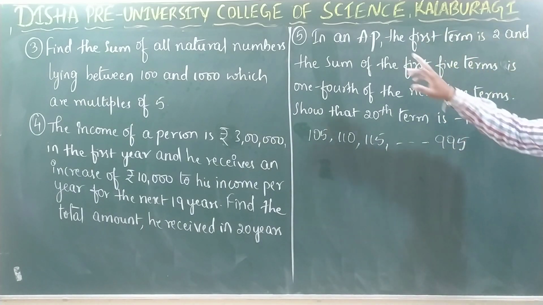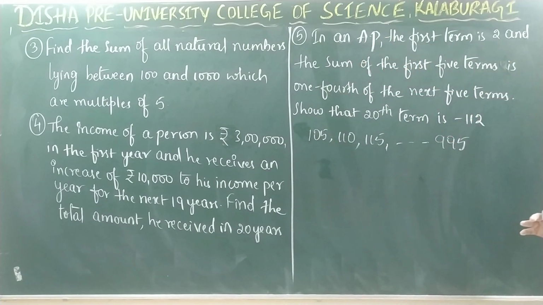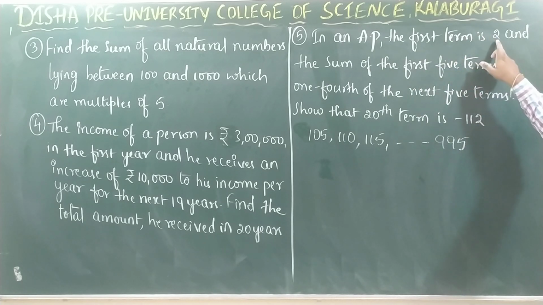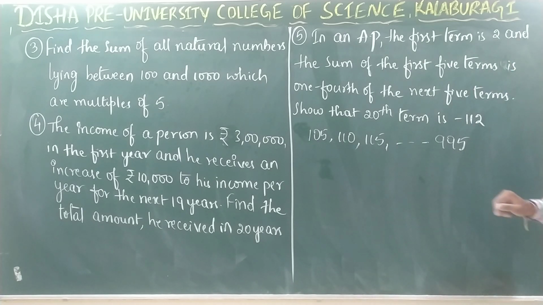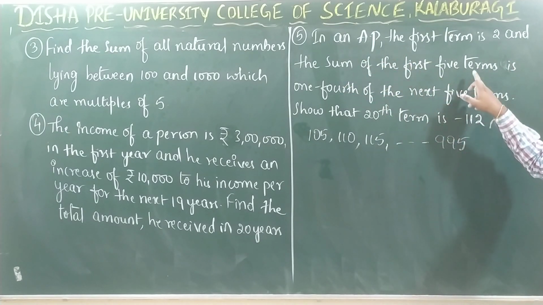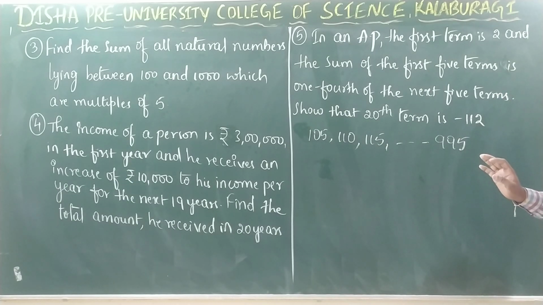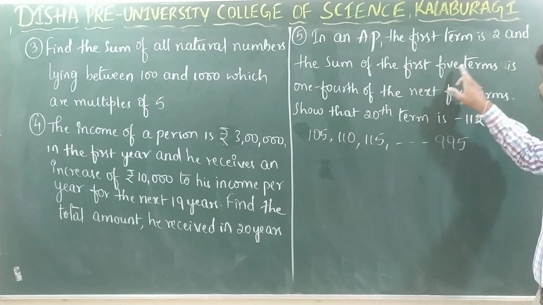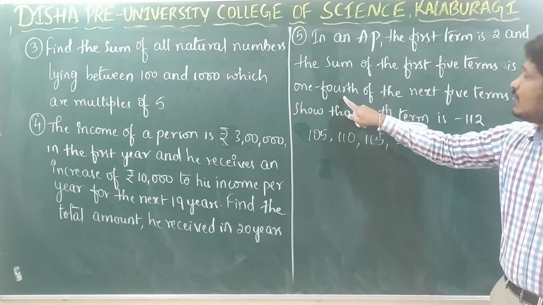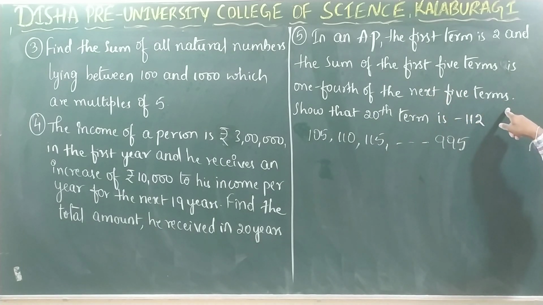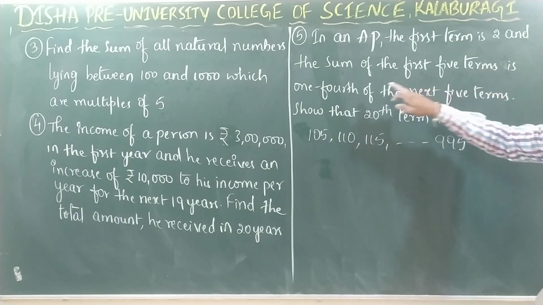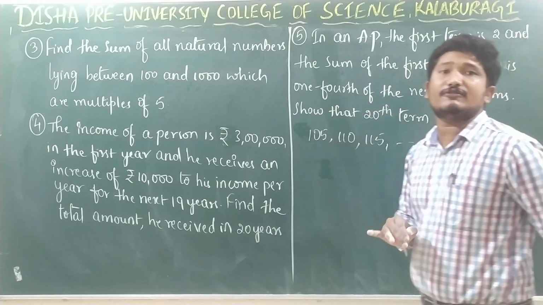Fifth problem. In an arithmetic progression, the first term is 2. So we are given the first term of the arithmetic progression, that is equal to 2. And the sum of the first 5 terms is, listen very carefully to this, 1/4 of the next 5 terms. The sum of the first 5 terms is 1/4 of the next 5 terms.